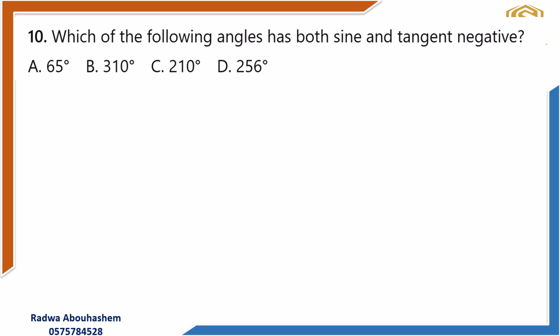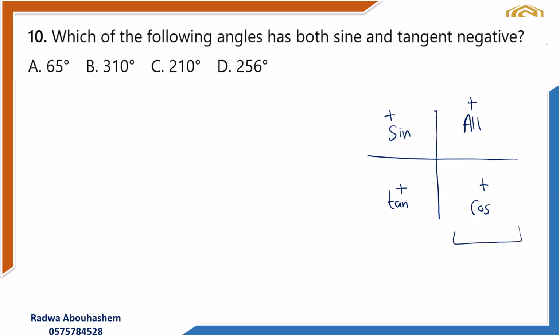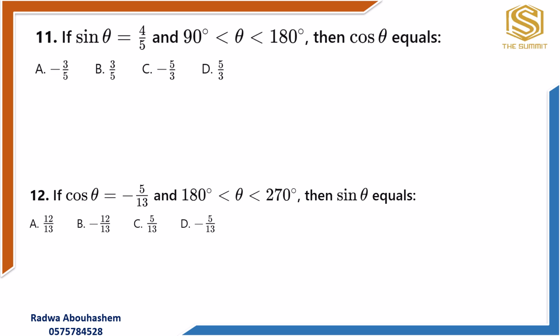Which of the following angles has both sine and tangent negative? Okay, let me remind you: ASTC. Cos is positive here, sine is positive here, and tan is positive here. Cosine is positive here. So I'm searching for something where both sine and tangent are negative. So it would be only in the fourth quadrant, which means greater than 270. So I'm searching for an angle greater than 270. So it's 310.